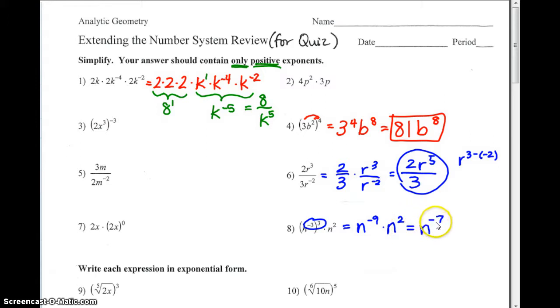Oh, but there's a problem. I'm not allowed to have negative 7. I'm not allowed to have negative exponents at all. So what you need to do is move this to the bottom of a fraction and make it positive now. Because there's nothing on top, we go ahead and write a 1 to hold the place. So the answer to number 8 is 1 over n to the 7th. Okay? Alright, I'm going to pause here, let you take a look, and then I will scroll down and work on some other problems.